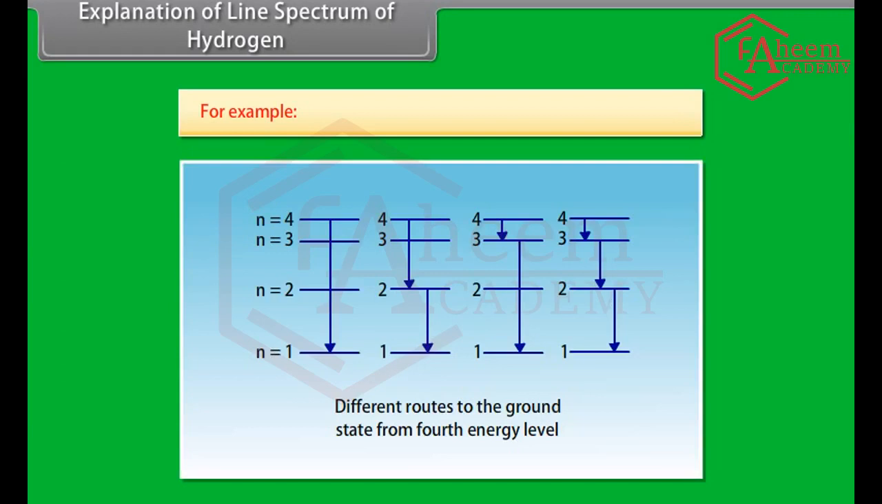For example, let us consider the electron present in the fourth energy level, n is equal to 4, of different hydrogen atoms. In some atoms, it may come to the ground state, n is equal to 1, by direct jump, while in some others, it may first jump to the second energy level, n is equal to 2, and then to the first energy level, n is equal to 1, while in still others, it may come to the ground state via the third, n is equal to 3, and second energy levels, n is equal to 2.